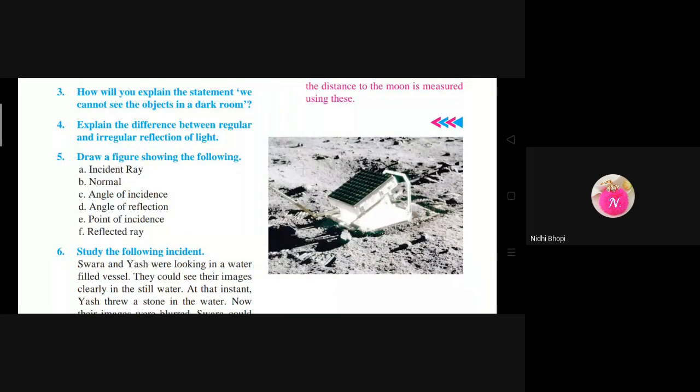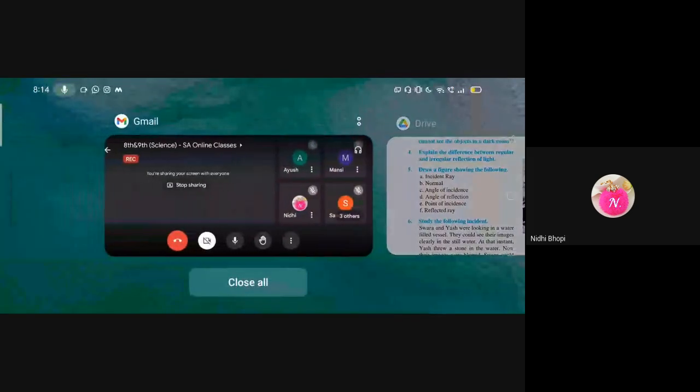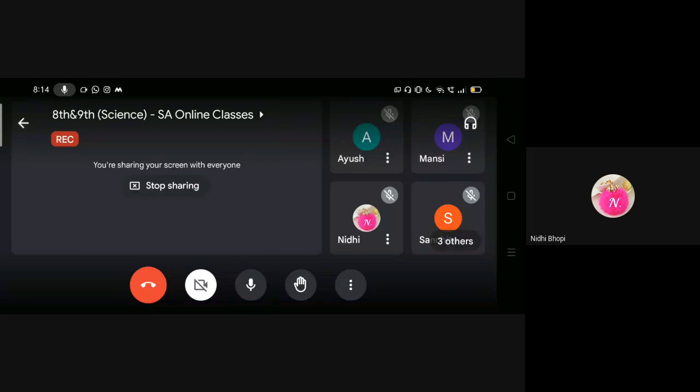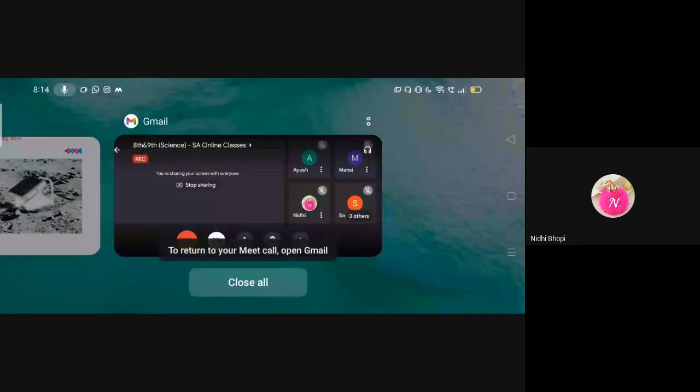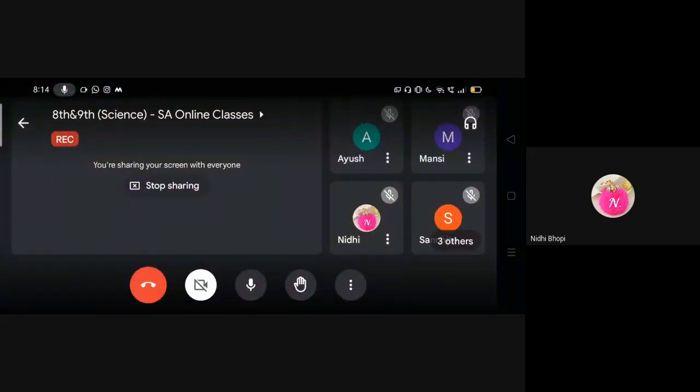Difference between regular and irregular reflection of light. Regular and irregular reflection of light. What is the difference?